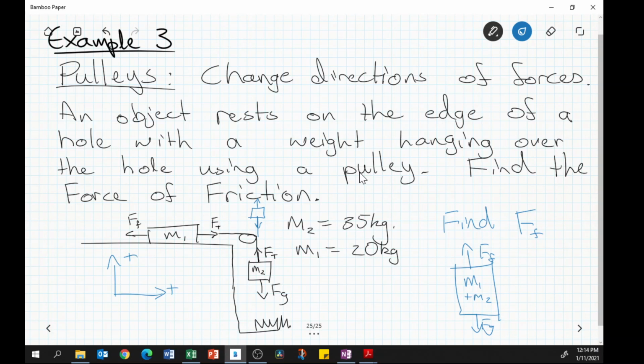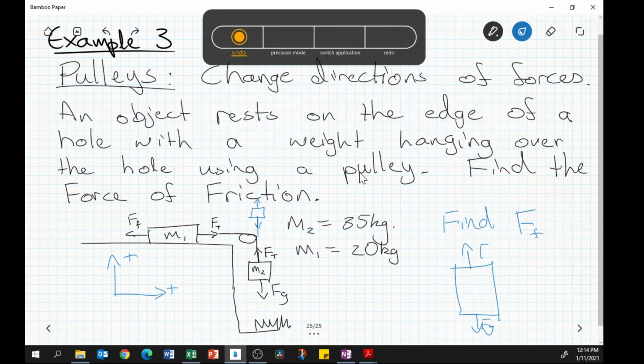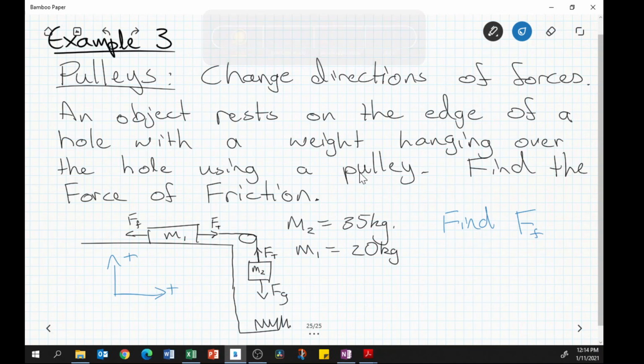Okay? Right? So here's how we approach this problem. We want to find the force of friction. We need to establish then that force of friction is going to be equal and opposite to the force of gravity. We do not need to calculate the tensional forces, okay? So FF is going to be equal to the negative of FG. We need to recognize that just from this discussion that we've just had about really what we're describing here.